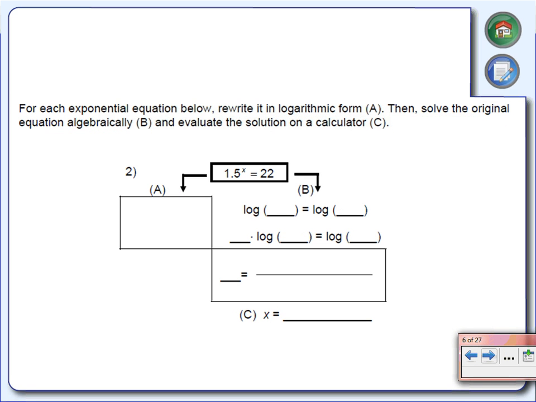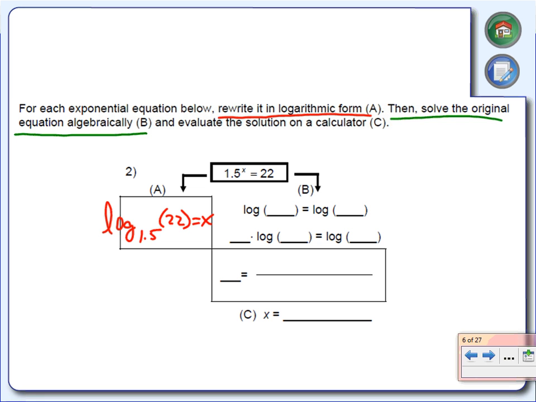Okay, let's try number 2. Same exact thing. We're going to start off by rewriting in the form of a log. That's pretty easy. We've done that several times now. This is now going to become log with base 1.5 of 22 equals x. So we're done with that part of it. We'll talk about what that is in a little while.